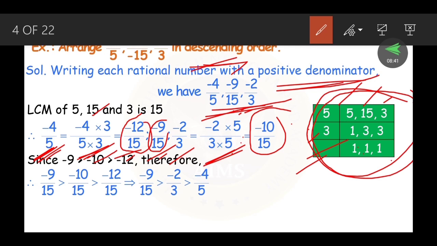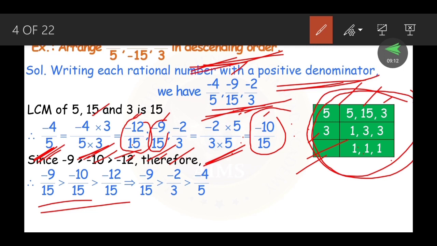Now all the 3 rational numbers have the same denominator. Now we can compare them. Which one is greater? What are they asking? They are asking to write in descending order. So the greatest value is to be written first. Out of these, what are the numerators? Minus 12, minus 9, minus 10. These 3 are the numerators.